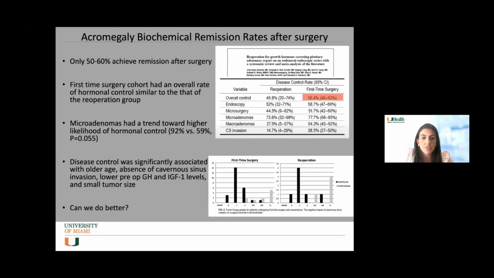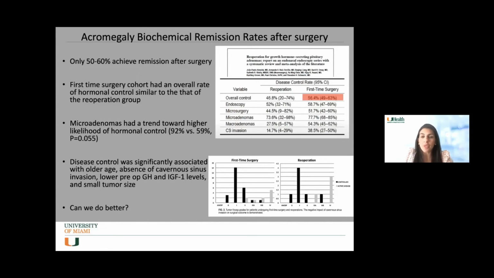Microadenomas did have a trend toward higher likelihood of hormonal control. That makes sense, right, in terms of invasiveness. And then disease control was also significantly associated with older age, absence of cavernous sinus invasion, as you would expect, and lower pre-op growth hormone and IGF-1 levels, right, and smaller tumor size.